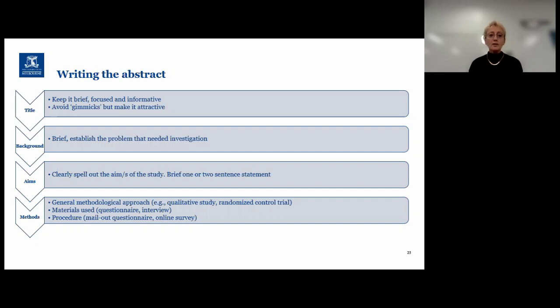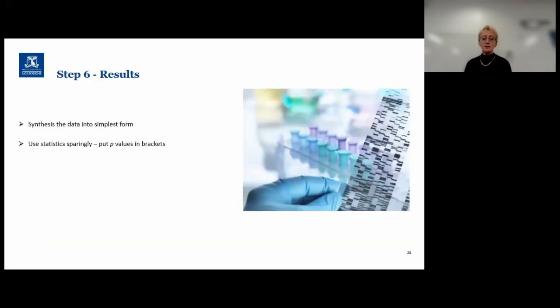Then as you're moving through the title, your background, your aims, your method, then you need to talk about your results. So you need to be able to synthesize this data into the simplest form, possibly within the context of the story you're telling. So in your conference abstract, use statistics sparingly, and significant p-values, if you've done a little bit of quantitative data analysis, should be placed in brackets after the findings where appropriate.